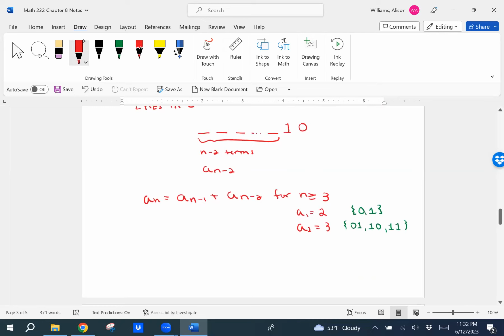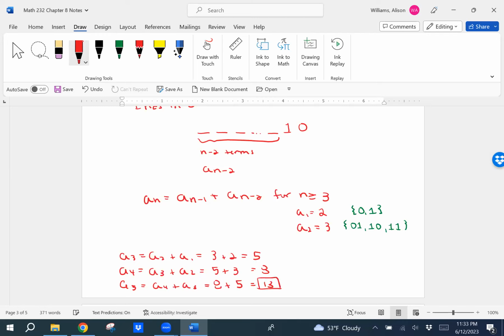Now they did ask us to find a sub 5. So let's do that working backwards. a sub 3 is a sub 2 plus a sub 1, which is 3 plus 2, which is 5. a sub 4 is a sub 3 plus a sub 2, which is 5 plus 3, which is 8. So a sub 5 is a sub 4 plus a sub 3, which is 8 plus 5, or 13. So there's 13 bit strings of length 5 that have no double repeating zeros.